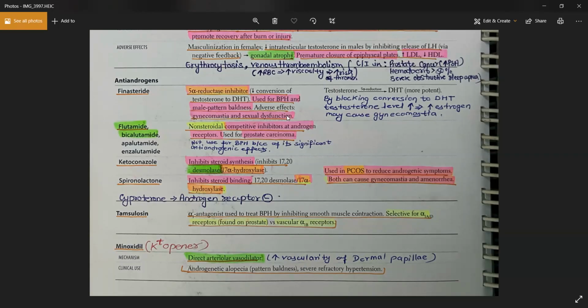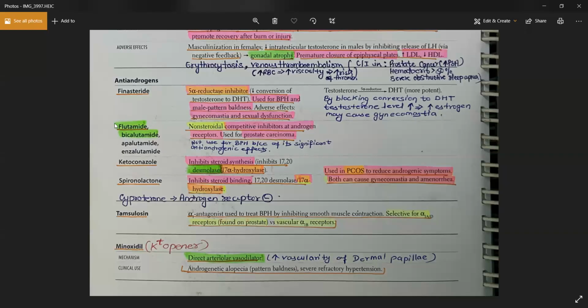Sexual dysfunction can also occur, because for normal sexual function you require DHT, right? So sexual dysfunction and gynecomastia are the side effects of a patient on finasteride therapy. Again, because dihydrotestosterone is responsible for male pattern baldness, giving the patient finasteride will also help in treating male pattern baldness. So two uses: BPH and male pattern baldness.